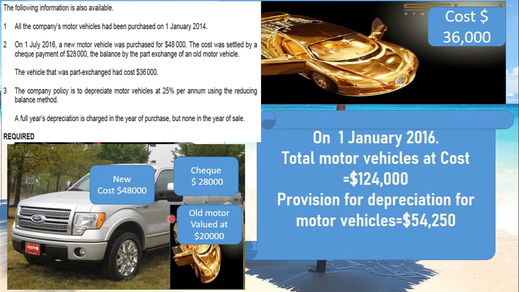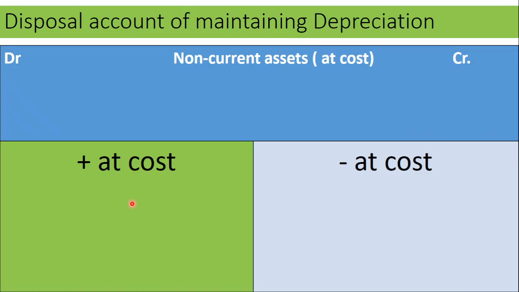So basically in this question, we need to prepare three accounts. The first account that you need to prepare is your non-current asset account. Then there's your provision for depreciation account and the disposal of non-current asset account. So three accounts we need to prepare.